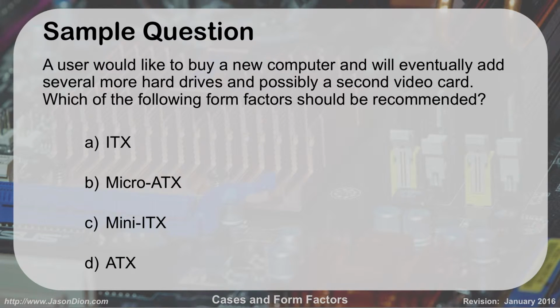So, if you were a user and you wanted to buy a new computer that will eventually add several more hard drives and the possibility to run a second video card, which of the following form factors would you recommend? So if I want to put lots of something in there, which one do you think is the biggest? D, ATX, right? So we would go with an ATX board and an ATX case. A nice full size or a mid size case with a full ATX board would fit just fine for our purposes.